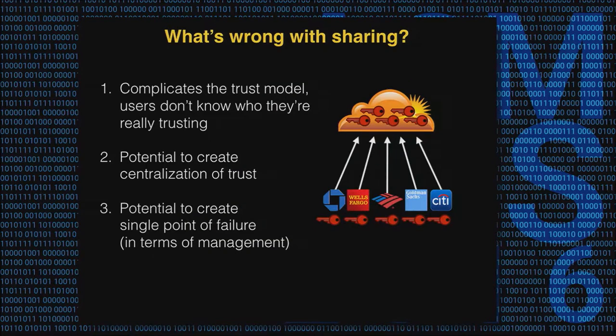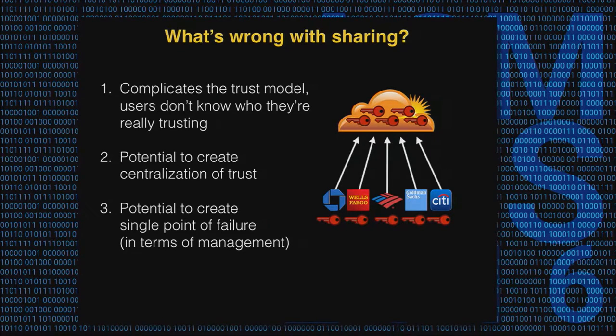Well, first of all, it complicates the trust model of the PKI. The model doesn't really take hosting providers into account. And so there's this huge lack of transparency here. Users don't know who they're really communicating with, and thus they don't really know who they're trusting.